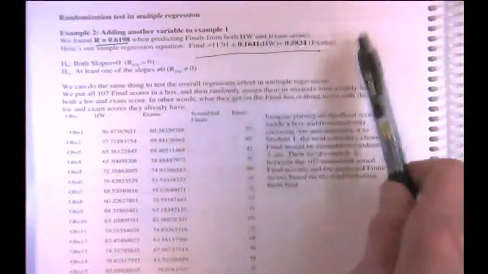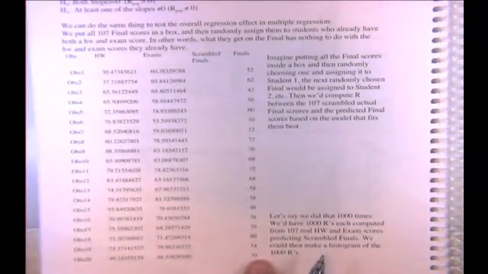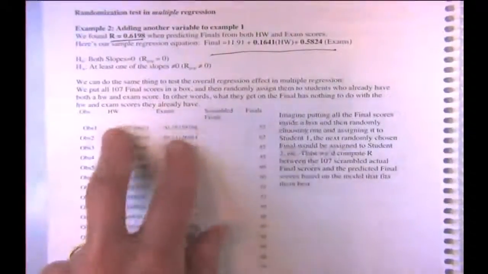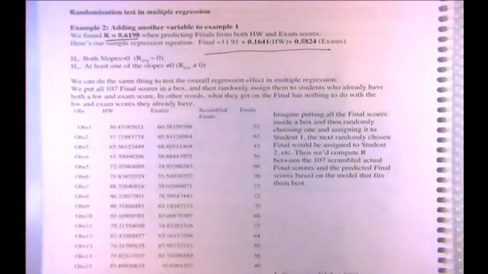And we got it based on the actual finals right here. This is your actual finals, and your actual homework and exams. All right. So now what we're going to do is keep these actual homeworks and exams and just randomly assign you somebody else's final, right? And just create this box model. Under the null, we're saying that this correlation coefficient of 0.6198 is just due to the luck of the draw. It seems pretty ludicrous, right? It's kind of crazy. That's all we're doing.